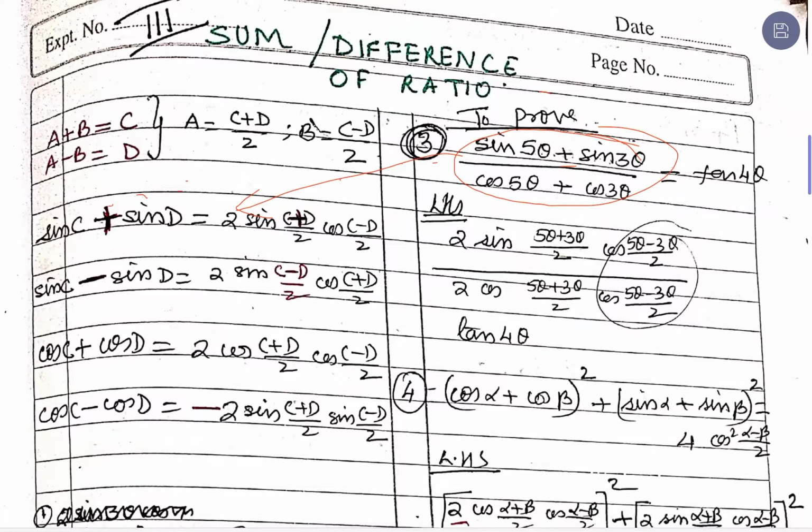Likewise the denominator part is associated to cos C plus cos D. On applying the formula we get this, and then what we see is these two factors of the numerator and denominator get cancelled. Even this gets cancelled. What is left is sine of 4 theta upon cos of 4 theta, which will be the right side.